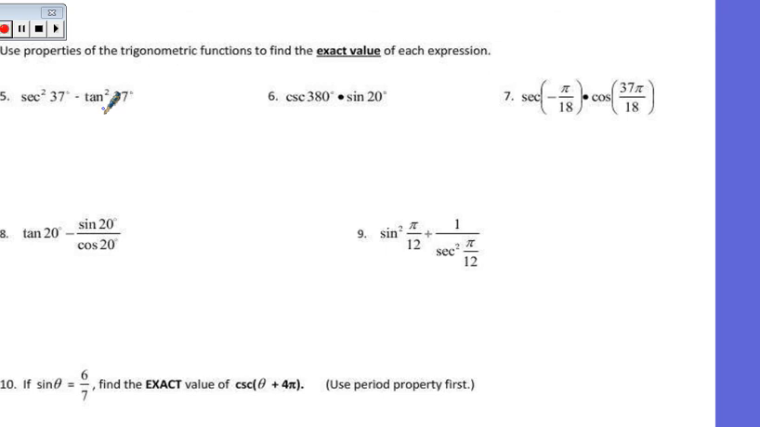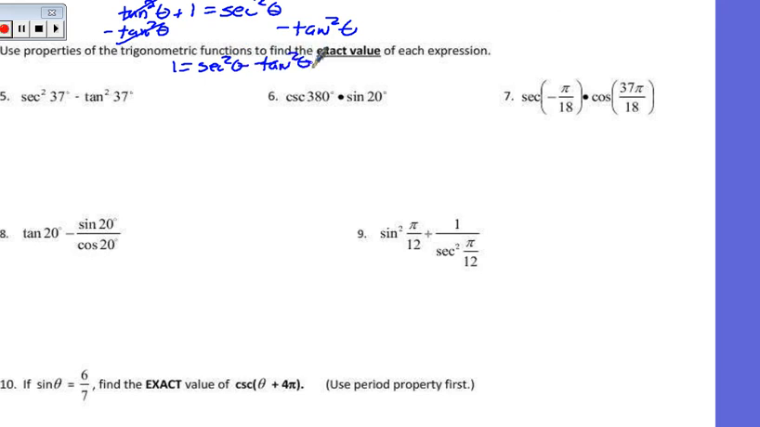So let's just think for a minute about the Pythagorean identity on the front page. Tan squared theta plus 1 is equal to secant squared theta. In algebra, we can add and subtract anything to an equation so long as what we do to one side we do to the other. There's nothing to stop me from subtracting tan squared theta from both sides. In that case, I now get 1 is equal to secant squared theta minus tan squared theta, which is what we're looking at here. Secant squared minus tan squared, theta in this case happens to be 37.